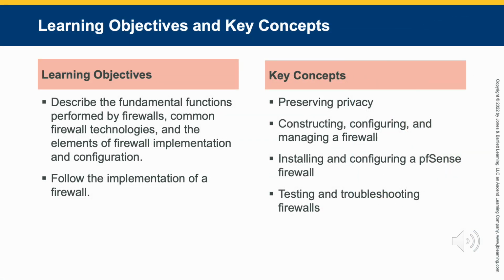Firewall implementation, learning objectives, and key concepts. Learning objectives describe the fundamental functions performed by firewalls, common firewall technologies, and the elements of firewall implementation and configuration. Follow the implementation of a firewall. Key concepts: preserving privacy, constructing, configuring, and managing a firewall, installing and configuring a PF6 firewall, testing and troubleshooting firewalls.